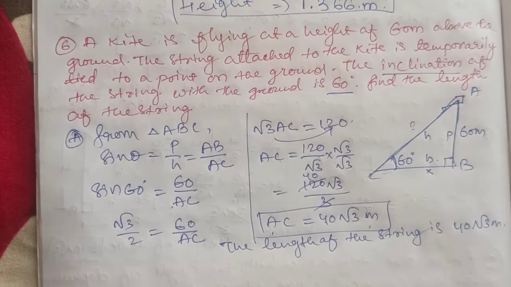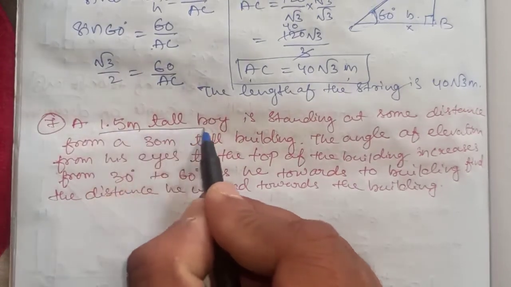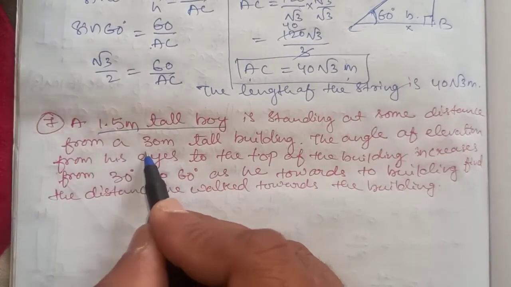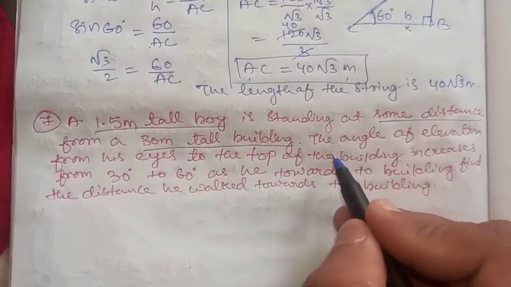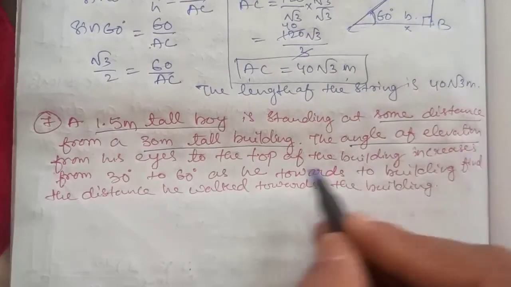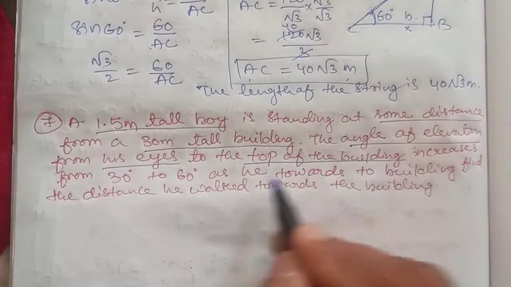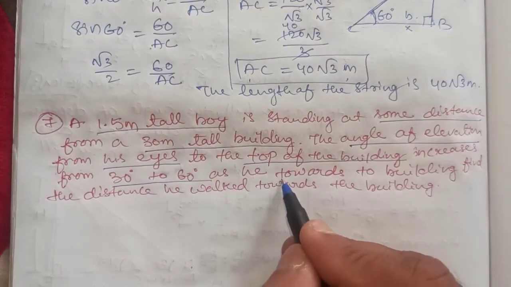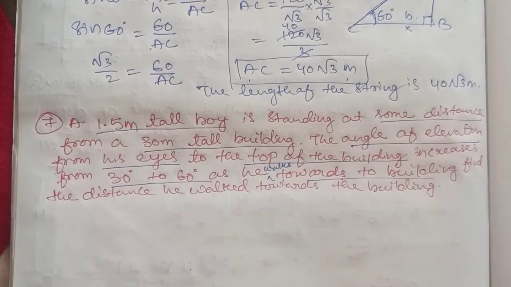Okay, next question, question number 7. In question number 7 it is given that a 1.5 meter tall boy is standing at some distance from a 30 meter tall building. The angle of elevation from his eyes to the top of the building increases from 30 degree to 60 degree as he walks towards the building. Find the distance he walked towards the building.